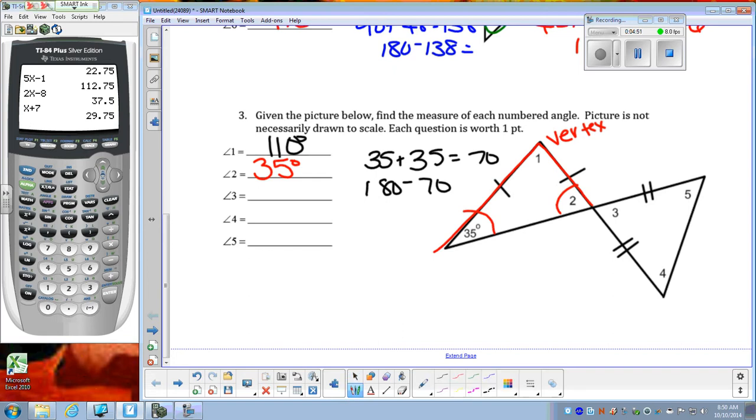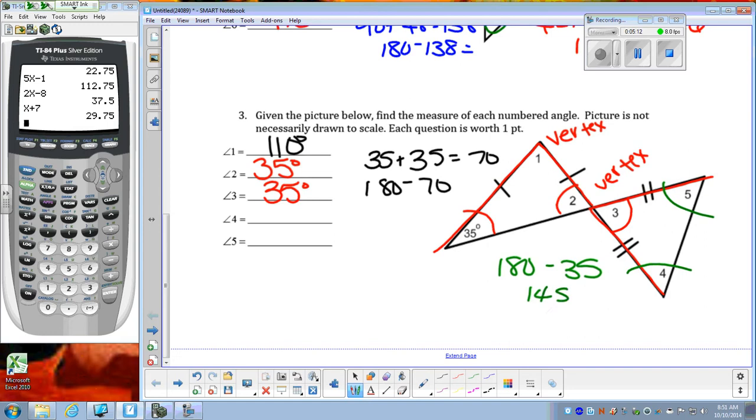Now, since 2 and 3 are vertical, I know that 3 is also 35 degrees. This time, angle 3 is my vertex angle because it's the one made by my two congruent sides. So to find angle 4 and 5, I know they have to be the same thing. So I do 180 minus the 35-degree angle for angle 3. And that's 145, and then divide that by 2, and I get that angle 4 and angle 5 are both 72.5 degrees.